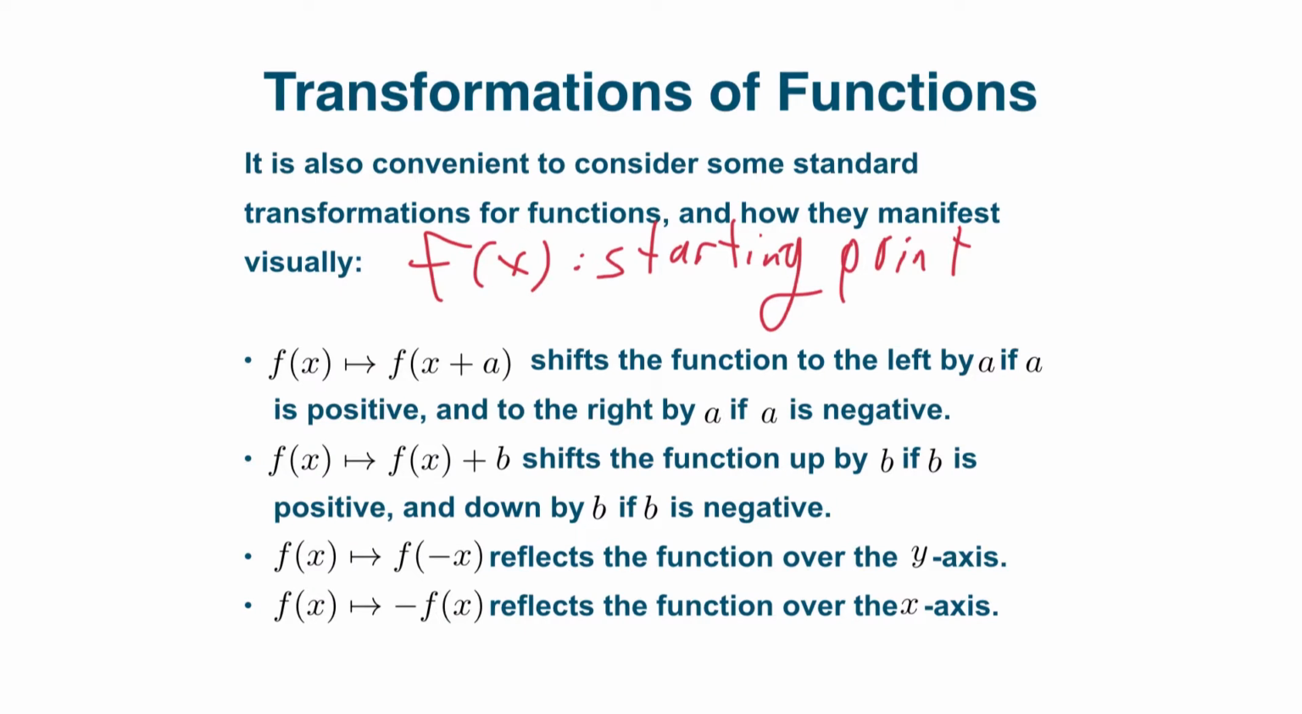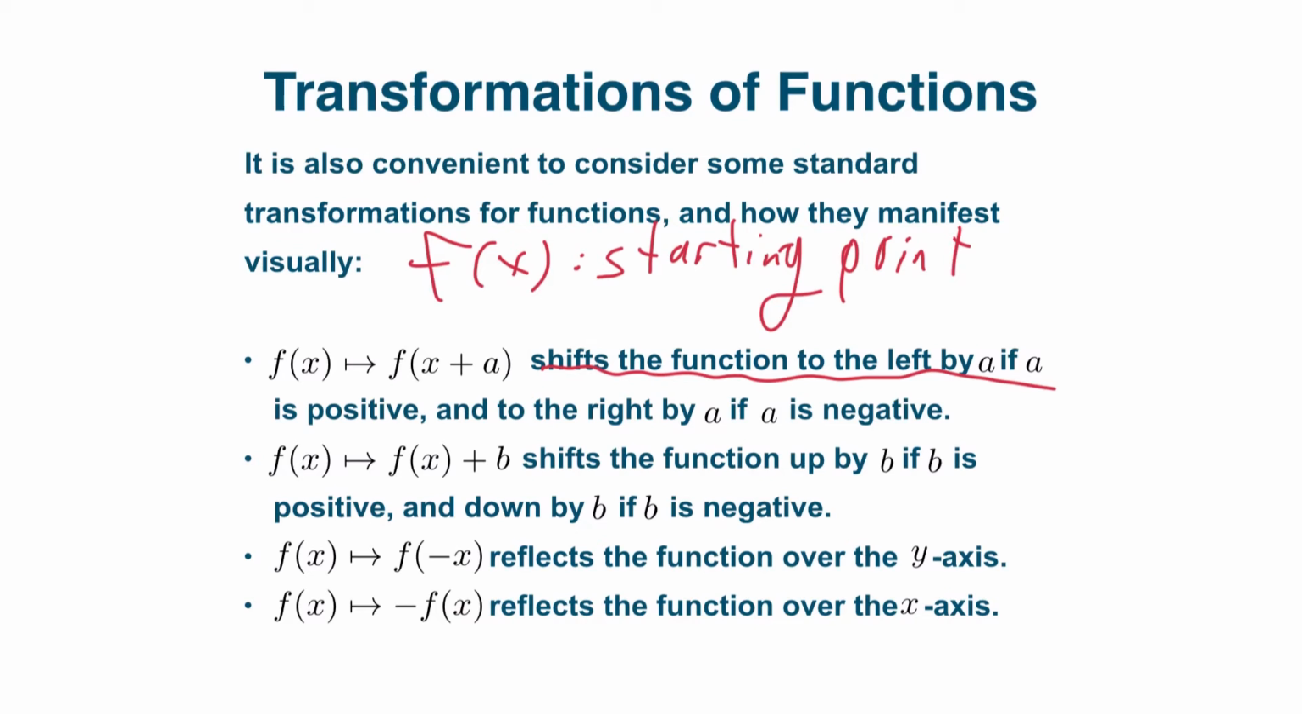So let's make a few preliminaries. If I have my initial function and I put a plus a in the argument, this acts by shifting the function to the left. If a is negative, it shifts it to the right. So you can think of this as a horizontal shift. When I act inside of the argument, it shifts my domain, so I shift left or right.